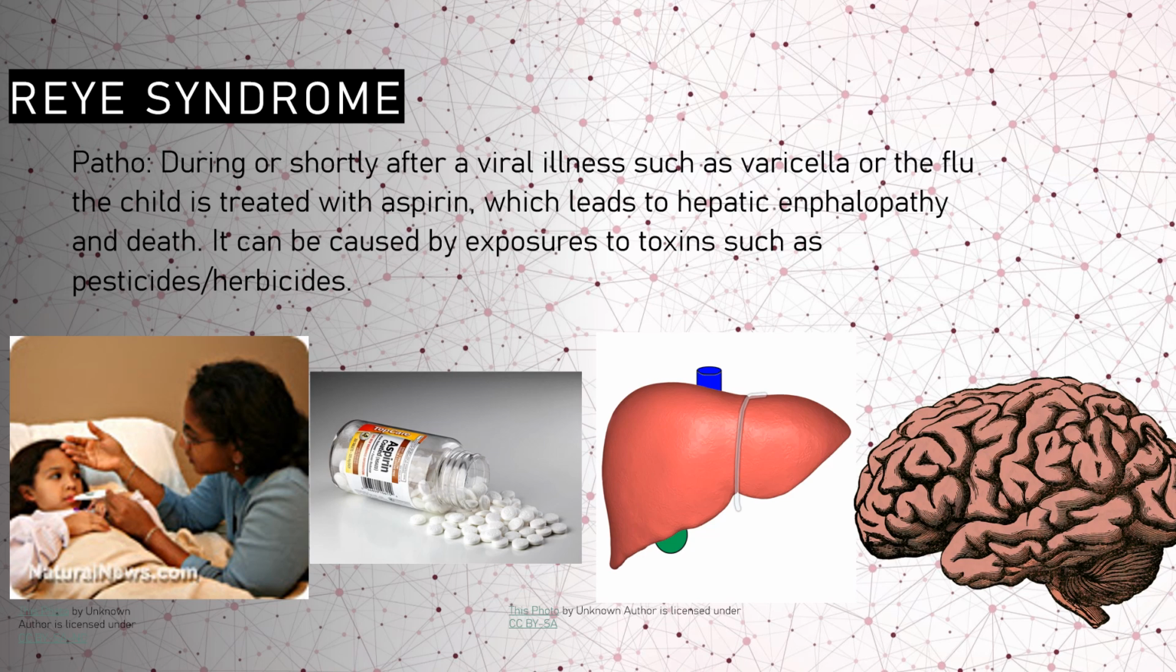You can develop Reye syndrome because you've been exposed to other things like pesticides or herbicides. And then there's some children that have a fatty acid oxidase metabolism problem that nobody knows about, and they can develop this as well. But most frequently, it is seen in response to aspirin being given during a viral illness.